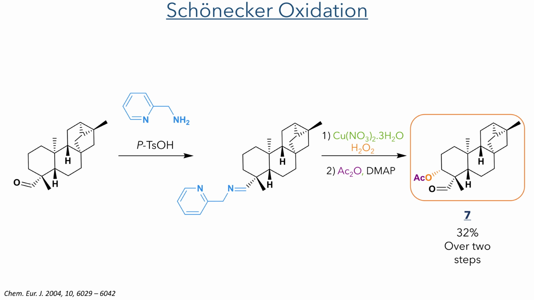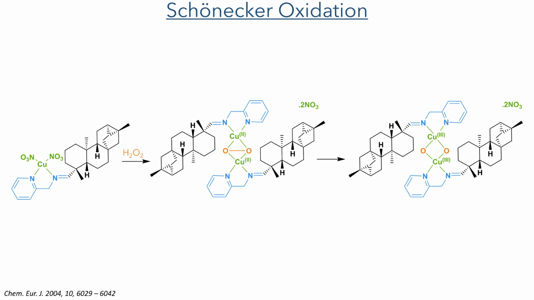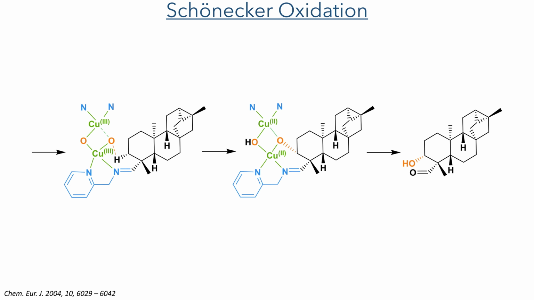over 2 steps. The copper complex formed in this reaction reacts with hydrogen peroxide to form an oxygen-bridged dimer with the copper in the +2 oxidation state. This species can reductively cleave the oxygen-oxygen bond together with the oxidation to copper 3. This highly electron-deficient species can then abstract a proton from the C3 position and form a carbon-oxygen bond, which produces the target alcohol along with the starting aldehyde.